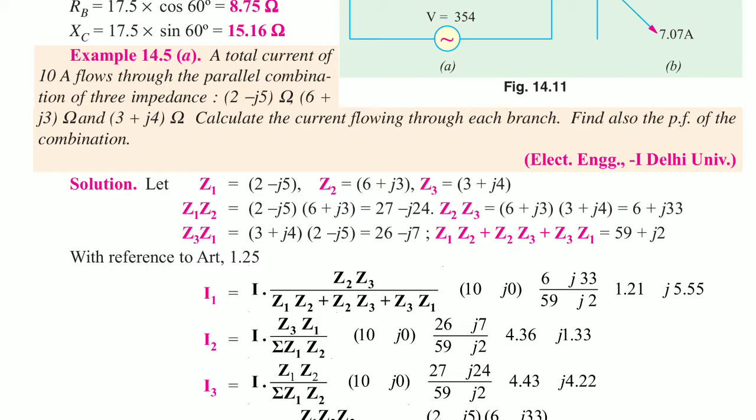Here these three impedances are in parallel. What they are asking is to calculate the current flowing through each branch, and also find the power factor of the combination. They are asking for I1, I2, I3 and cos phi.